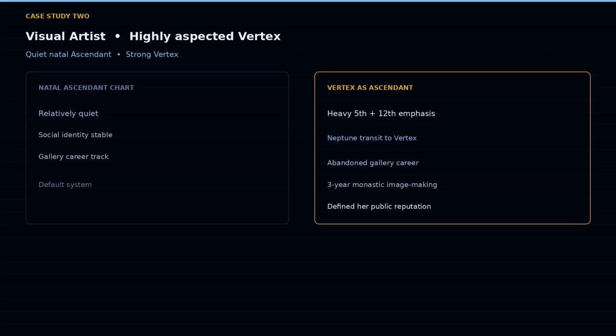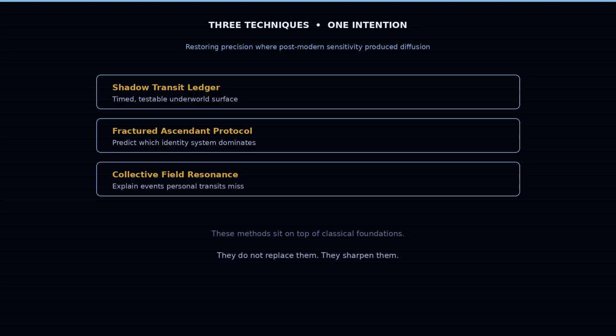Case Study 2. A visual artist with a highly aspected vertex and a relatively quiet natal ascendant. Under the Fractured Ascendant Protocol, the vertex chart showed a heavy 5th and 12th house emphasis. During a period when Neptune transited her vertex, she abandoned a stable gallery career and entered a 3-year phase of solitary, almost monastic image-making that later defined her public reputation. The protocol predicted the dominance of the vertex identity system. The life followed.